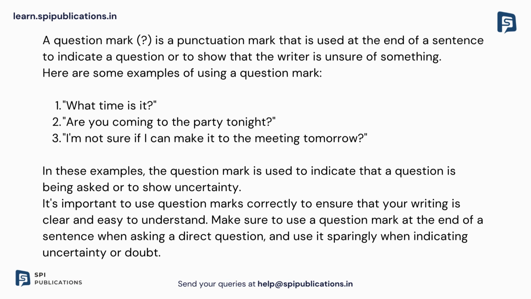What time is it? Are you coming to the party tonight? I'm not sure if I can make it to the meeting tomorrow? In these examples, the question mark is used to indicate that a question is being asked or to show uncertainty. It's important to use question marks correctly to ensure that your writing is clear and easy to understand. Make sure to use a question mark at the end of a sentence when asking a direct question, and use it sparingly when indicating uncertainty or doubt.